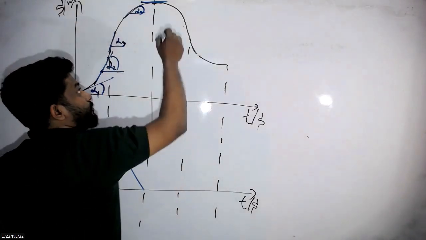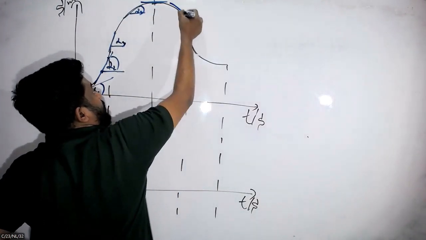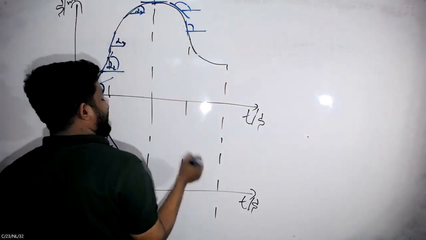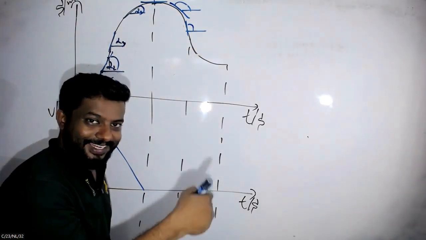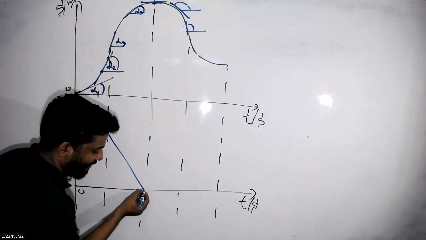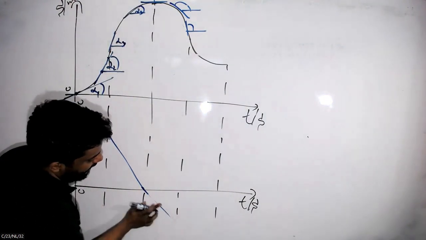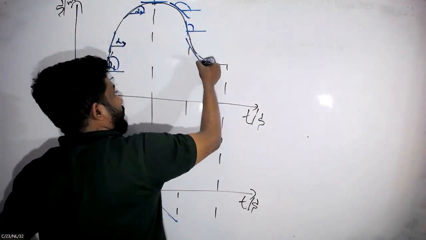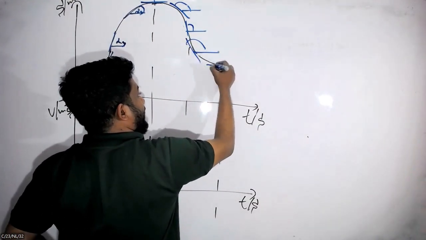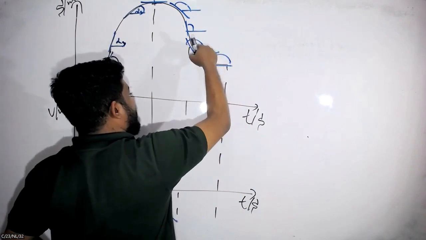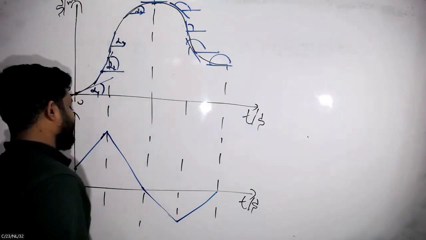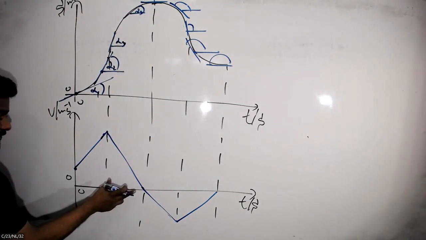Then you can observe that this obtuse angle again decreases. When the obtuse angle decreases, velocity negatively increases. Right? Velocity negatively increases. Then again, this obtuse angle increases. When the obtuse angle increases, velocity negatively decreases. Now you can clarify the motion.